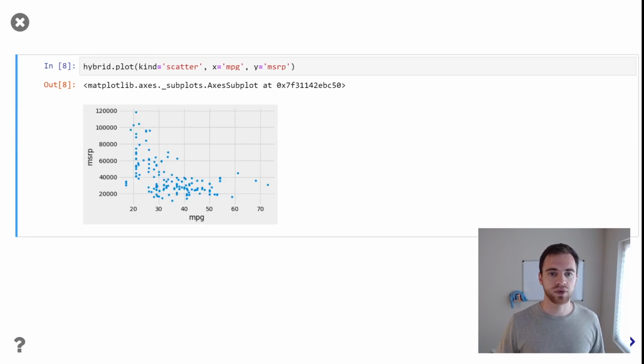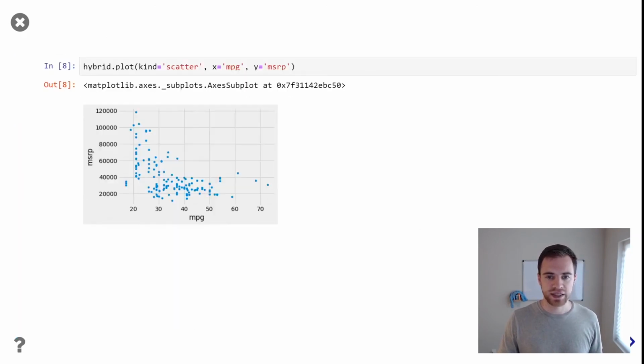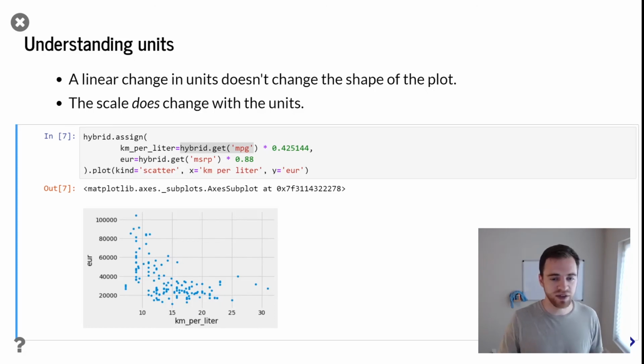Okay, so remember this is what we had before, MSRP in US dollars and miles per gallon. Flipping back and forth between the two, you see that they are exactly the same except for their axes.